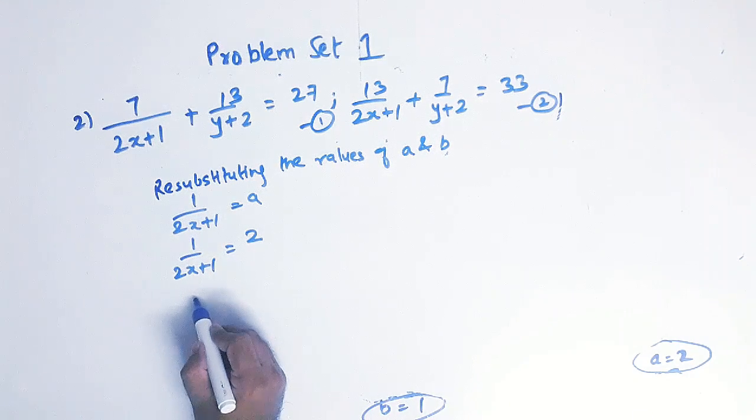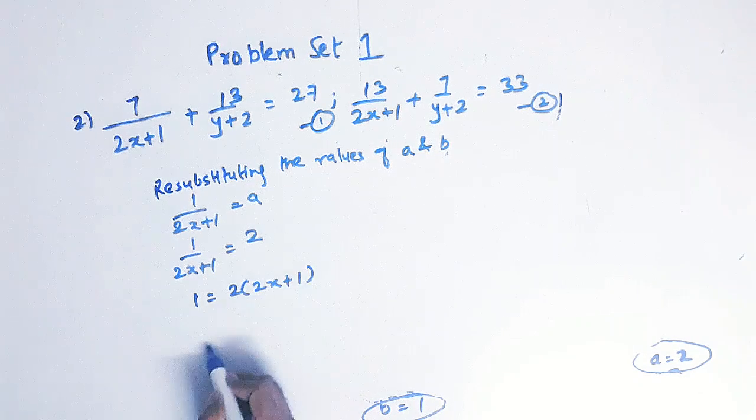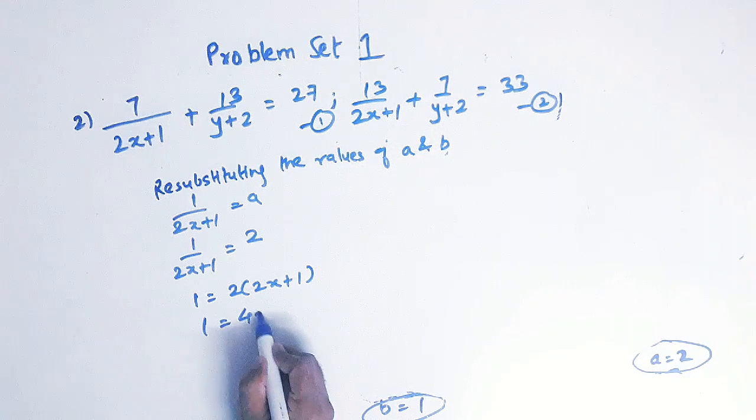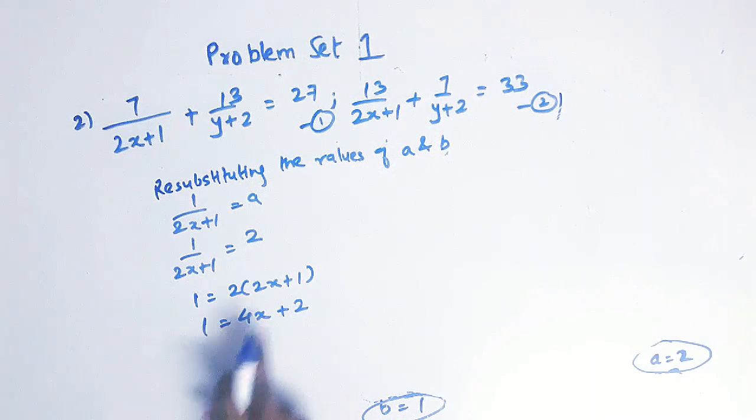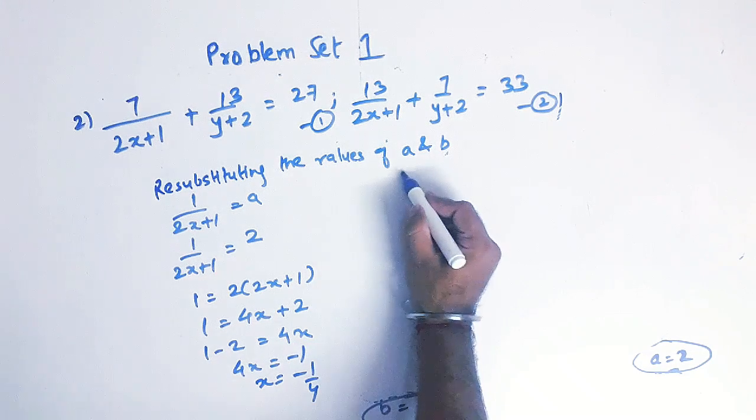Simple. 1 is equal to cross multiplication, it will be like this. So we got 4x plus 2. Okay, now 2 will go there, it will become 1 minus 2. Okay, so we got 4x is equal to minus 1. Okay, now x will be equal to minus 1 upon 4. Okay, simple.